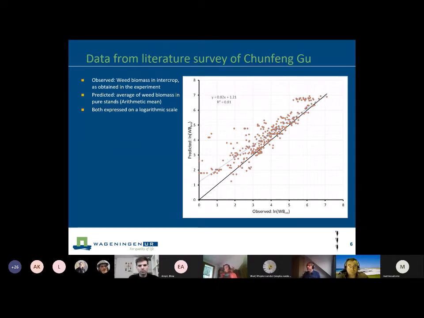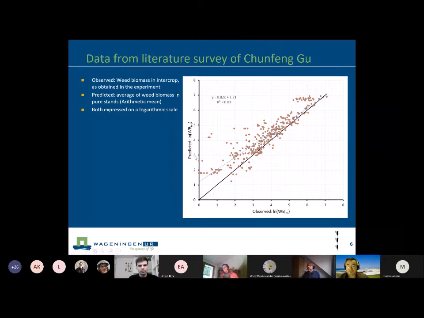Now that is the comparison which we made with the help of a data set that was obtained by Junfeng Gu, who's also in this course. She made a literature survey. She collected various data, and based on that, we compared the actually observed wheat biomass in intercrop with the predicted one. And the predicted, in this case, was the arithmetic mean of the two pure stands.